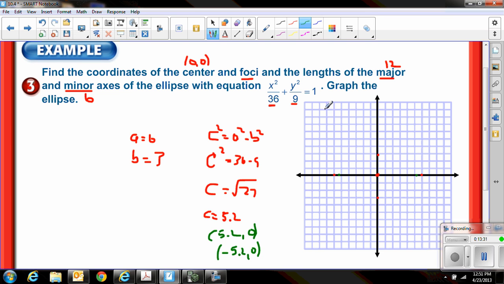Last thing, let's connect this all together. I'm going to use my ellipse tool. Let's see how good I can get here. So we want it one on this side. Let's see how that looks if I drag it down here. Not bad. So there's your ellipse. Center at 0, 0, major axis length of 12, minor axis length of 6, and the green dots represent your foci, which are at 5.2, 0 and negative 5.2, 0.